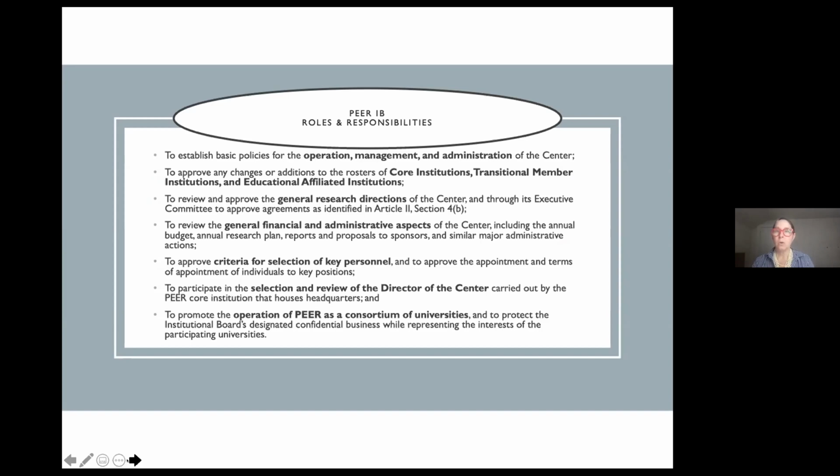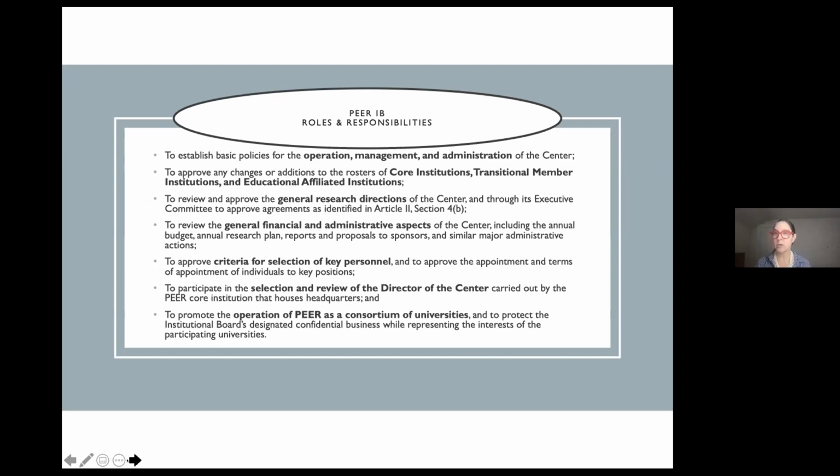So one of the goals of the board, obviously, is to establish the operation, the management, and the administration of the center. So especially the executive committee and the chair of the institutional boards works very closely with PEER headquarters, I will call them, because that's how we call them. Also, we approve any changes to the roster. So that would be educational affiliates as well as core institutional members and transitional members.